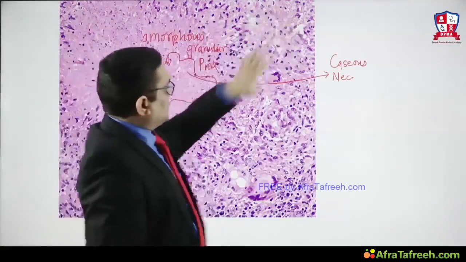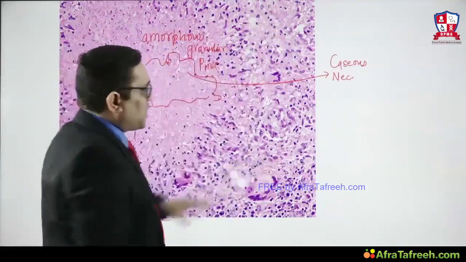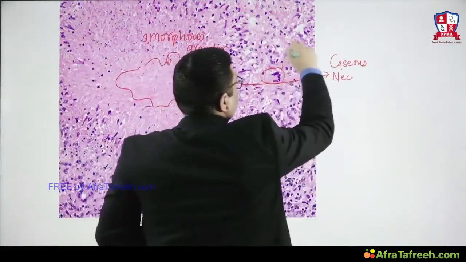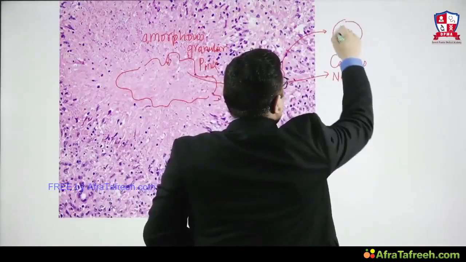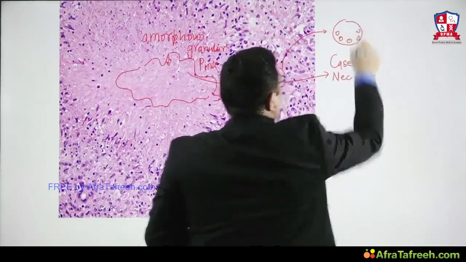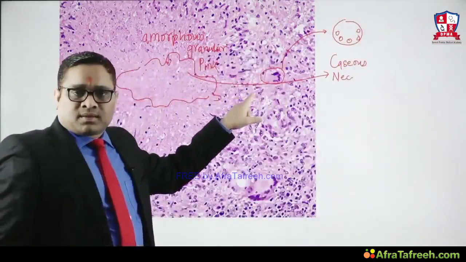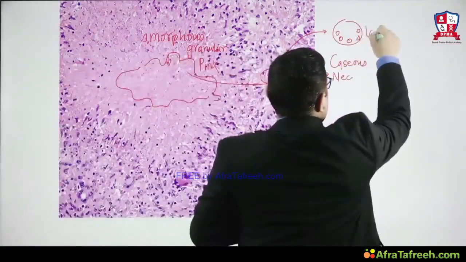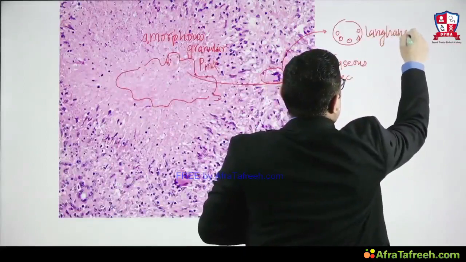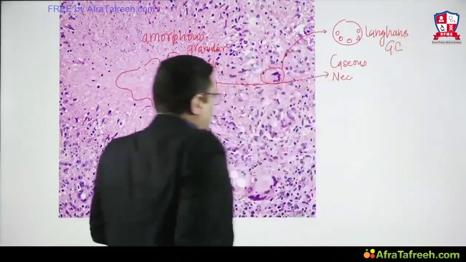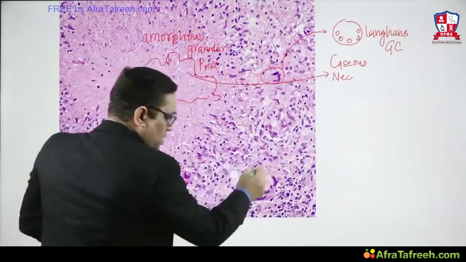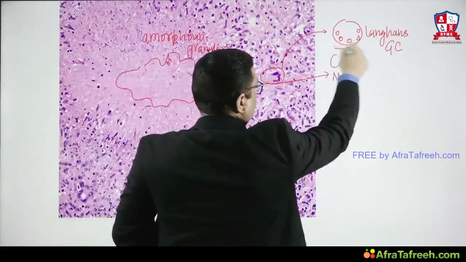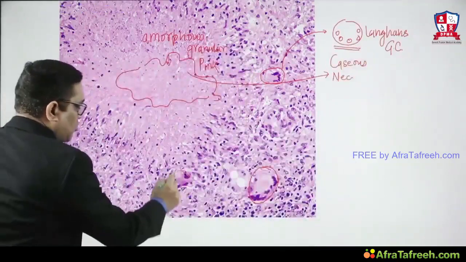Now focus on the rest of the 4 areas. Just see this cell which I am showing you. You can notice there is a cell with peripheral arrangement of nuclei. What is this? It's a Langhans giant cell, right? This is also the same as a Langhans giant cell. This is also a similar cell. Again, you are seeing one more Langhans giant cell.